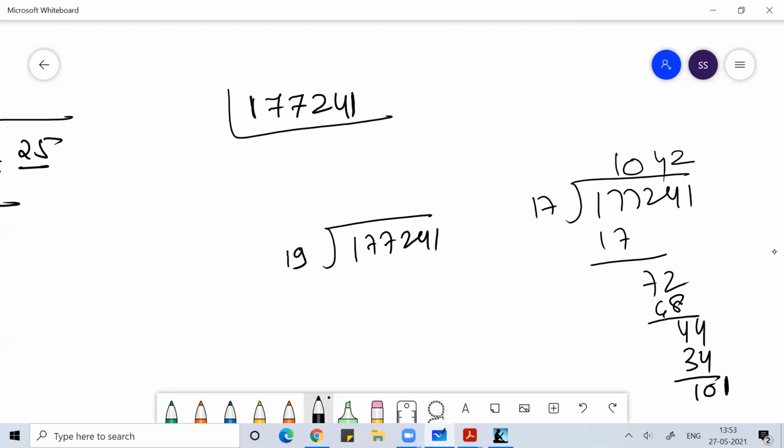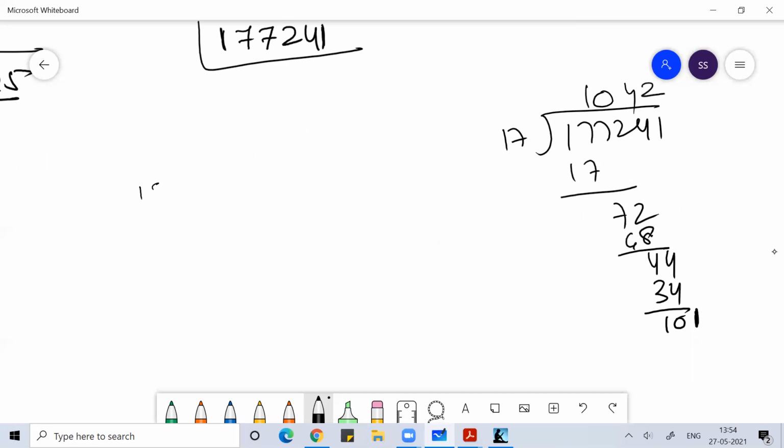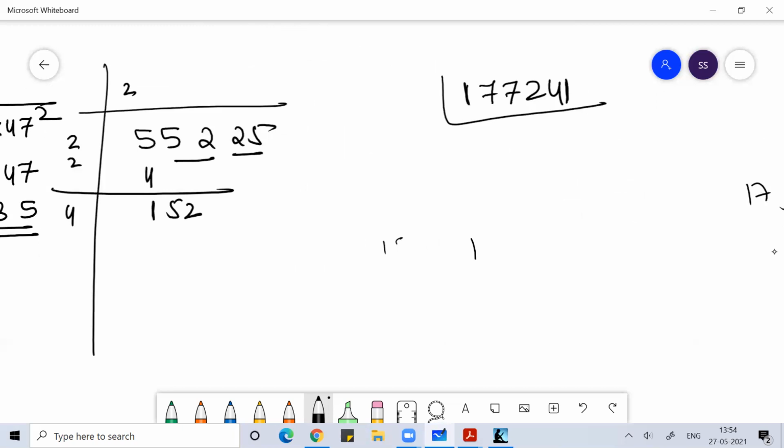177241, 19 से जाएगा क्या? 19 9 जा क्या होता है? 171 होता है, राइट? हाँ सर. 171 तो ये हो गया 62. 19 3 जा 57, 57 मतलब ये हो गया 54. फिर 54, फिर 2 जा 38, 38 ये हो गया 161. नहीं जाएगा 19 से भी. अच्छा, 20 से भी नहीं जाएगा सर. 23 से चेक कर लिया. 23 5 जा क्या होता है? 23 5 जा 25 से नहीं तो छोटा ही आएगा.